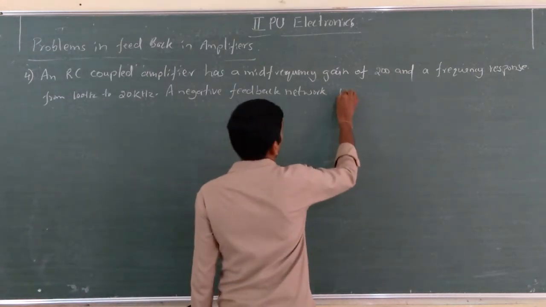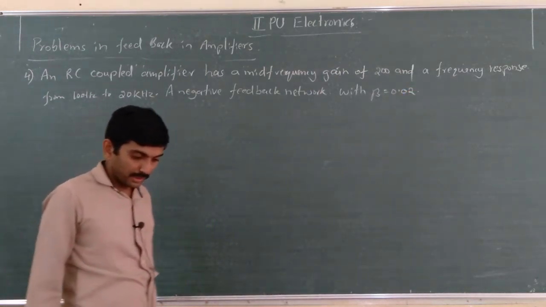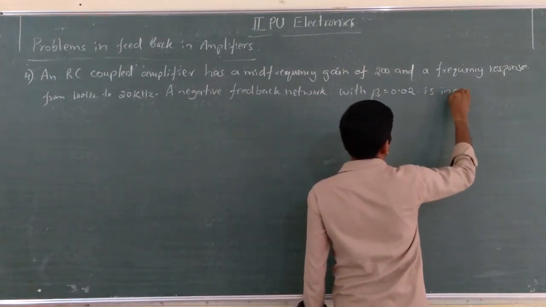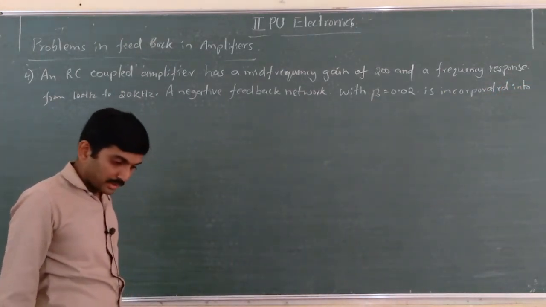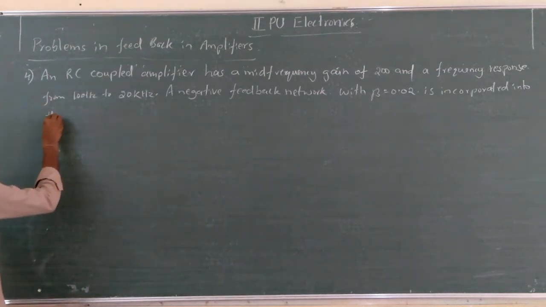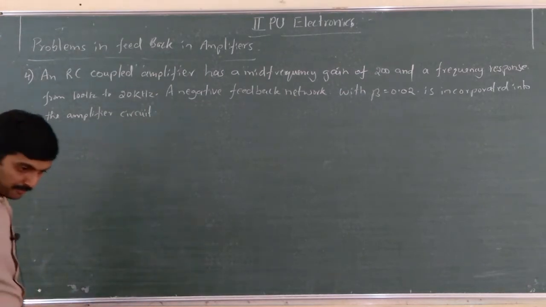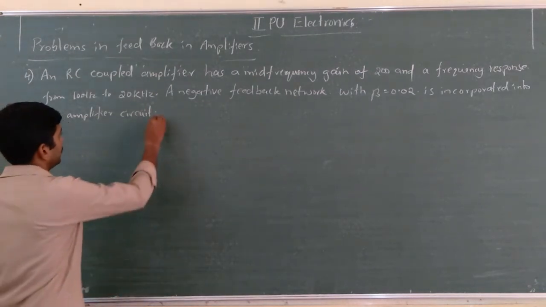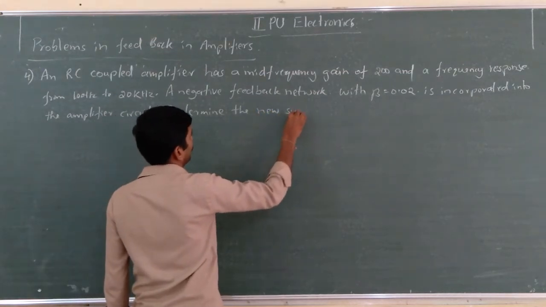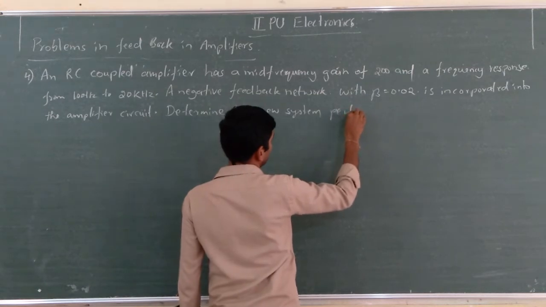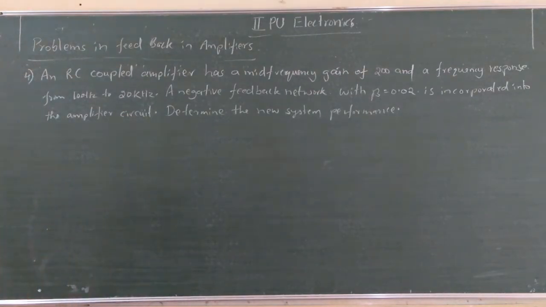with beta equal to 0.02 is incorporated into the amplifier circuit. Determine the new system performance.